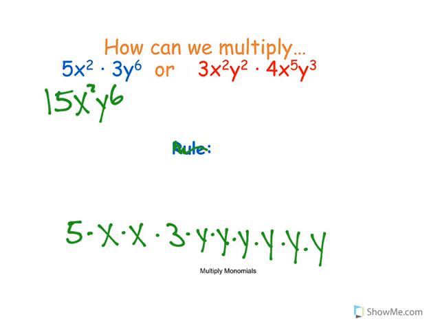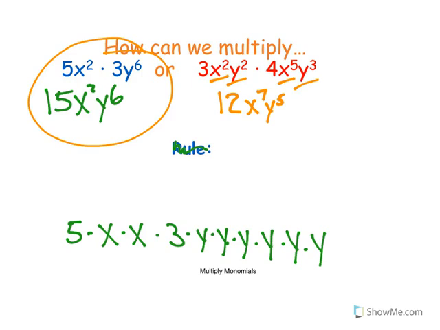Well, what happens here? Well, I can multiply 3 times 4 is 12, but I've also got x squared times x to the 5th, which I already know is x to the 7th, and I've got y squared times y cubed, which I know is going to be y to the 5th. So what is our rule? It's exactly the same. Multiply the coefficients and add the powers of the common variable. So if the variables are not the same, you leave that part as is, you just multiply the coefficients.